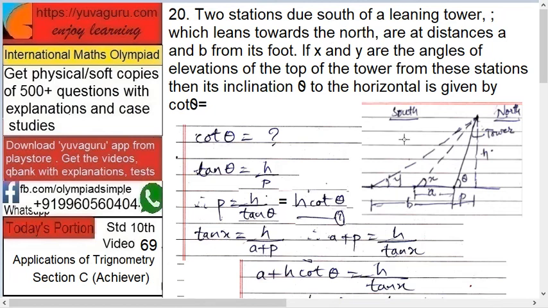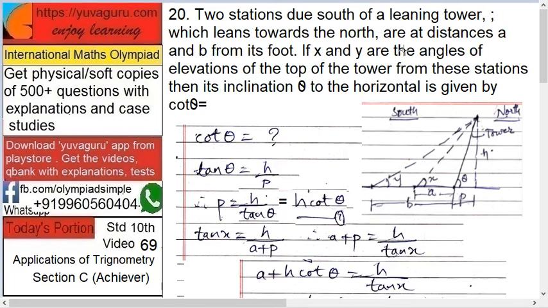See here, this is a tower, this is a leaning tower, right? Like you see in Pisa, right? Leaning tower. Now this is leaning towards north, so south will be on the other side. So two stations due south means they are on the opposite side of the lean, right? So they are over here, point number 1 and point number 2. Now they are at distances a and b. Let this be a and let this be b.